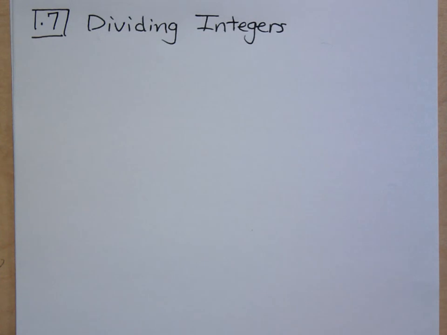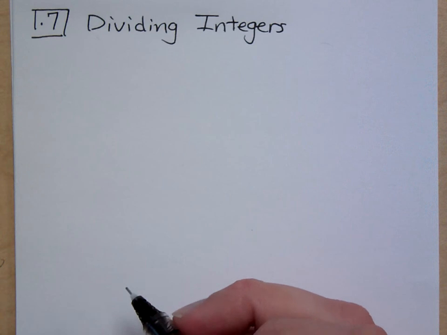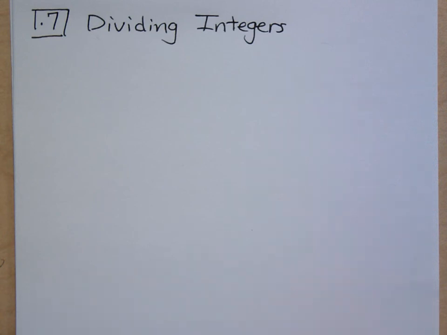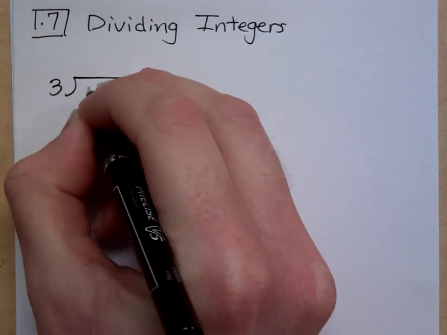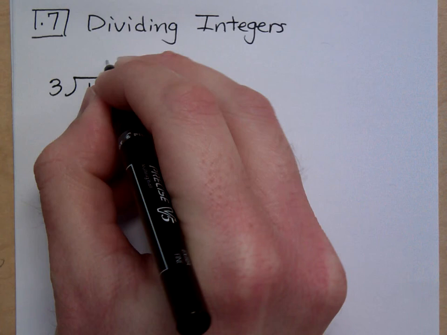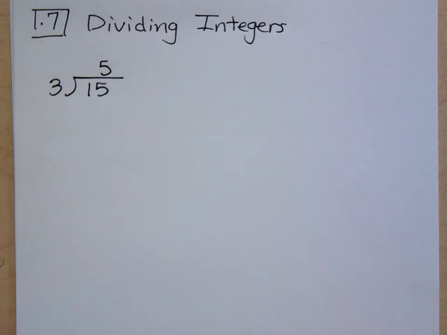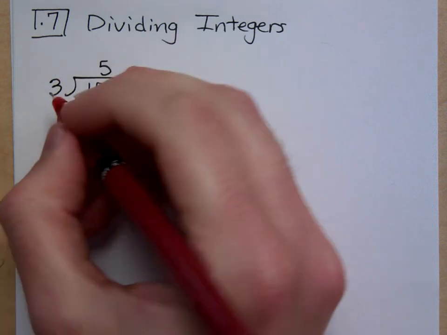All right, in this section we are going to look at dividing integers. But I want you to understand the proper names for all the things that you see here. Like if I do 3 divided into 15, and of course we get 5, please know what the name is for each of the pieces that you see.